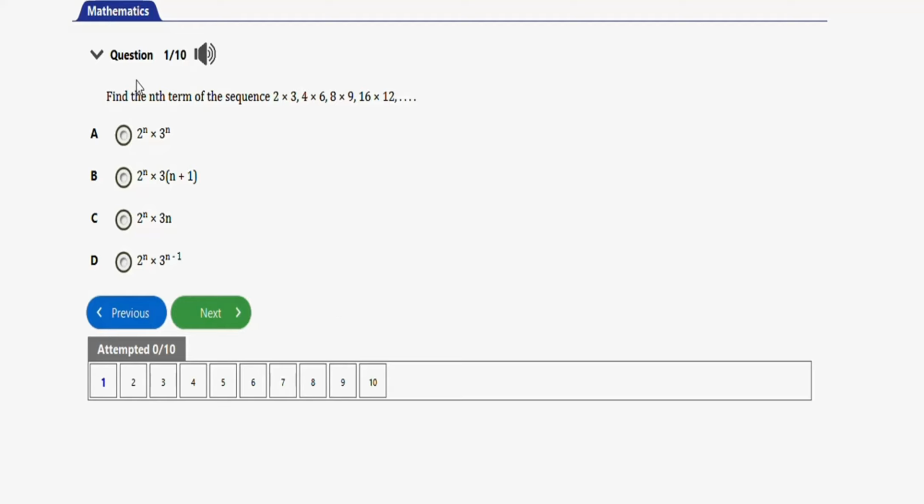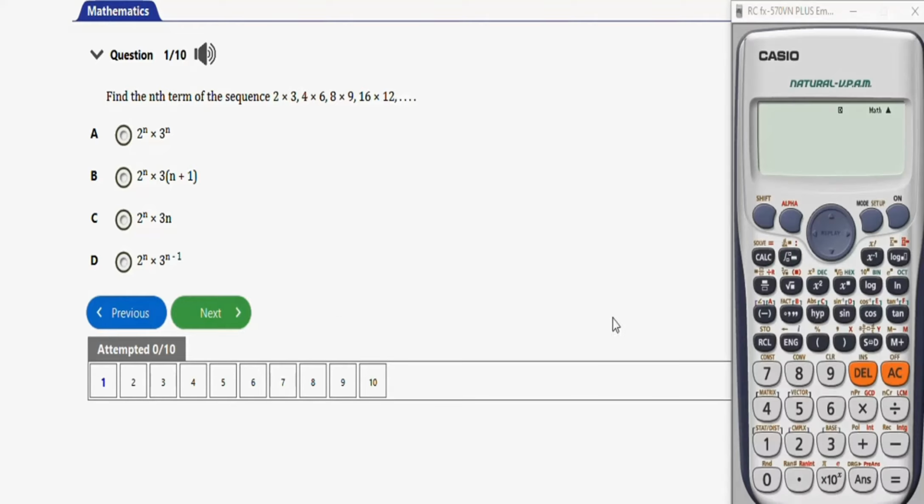So let's bring the calculator and solve this question 1. So this is the scientific calculator. The first thing to do is to reset it. We press shift, button 9 for the instruction, press equals and press equals again. So let's solve this question.